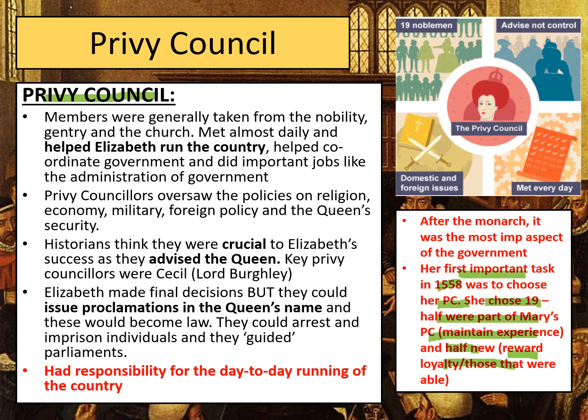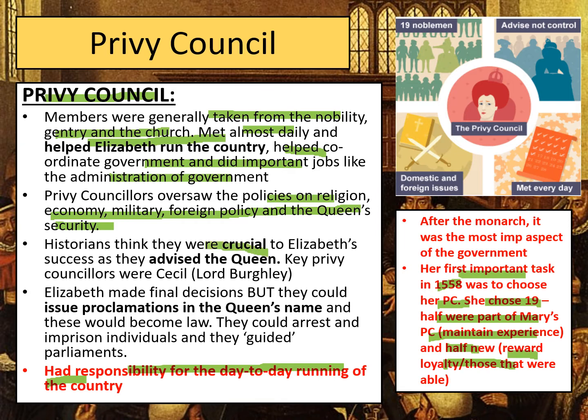So the Privy Council were responsible for the day-to-day running of the country. Members were generally taken from the nobility, the gentry and the church. They were a group that met almost daily and lived as part of the court and helped Elizabeth run the country. They helped to coordinate government and did important jobs like the administration of government. They also oversaw the policies on religion, economy, the military, foreign policy, and even things like the Queen's security as well. Remember that Dudley was master of the horse.